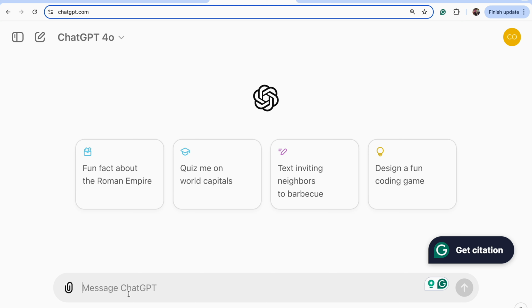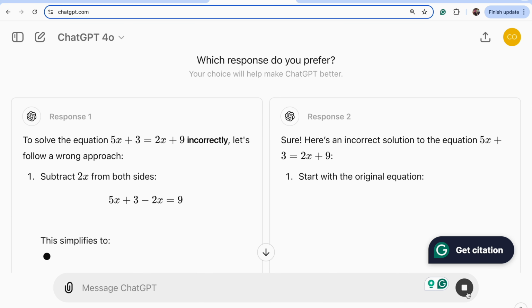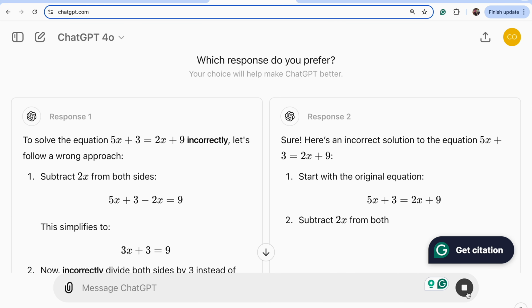Let us ask ChatGPT the same question. So solve this math equation, 5x plus 3 is 2x plus 9, incorrectly. Let's see how it does on such questions. It gave me 2 ways of responses. That's good.